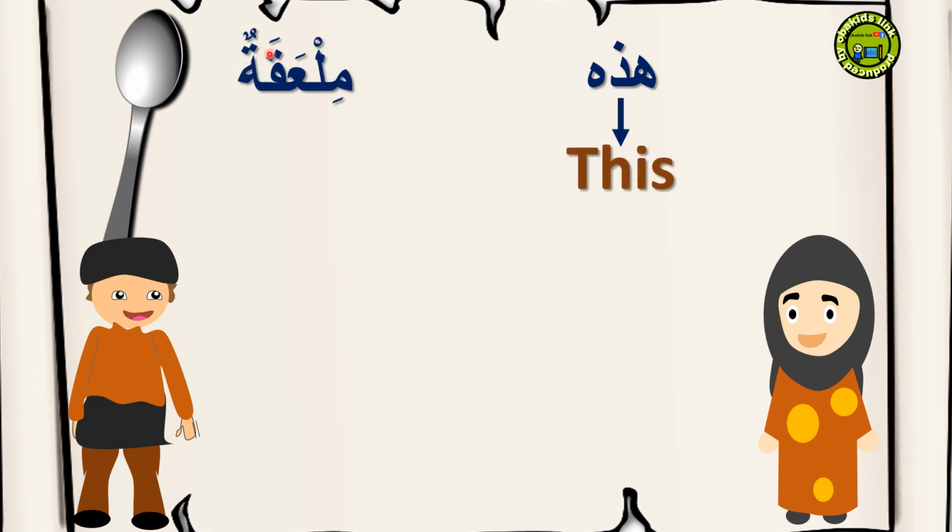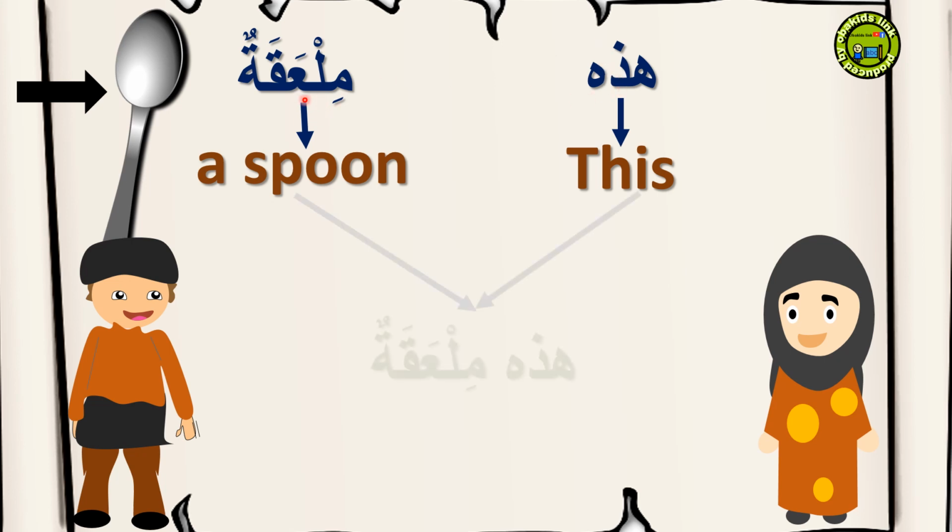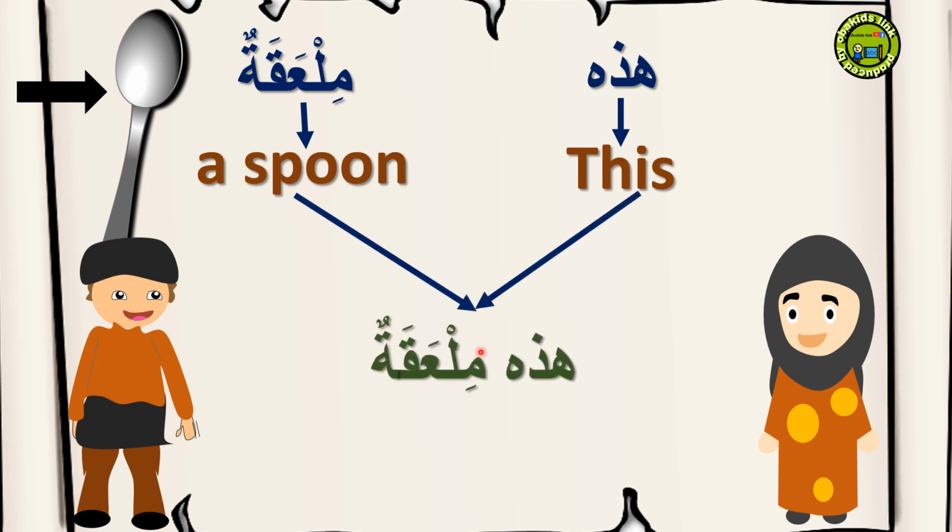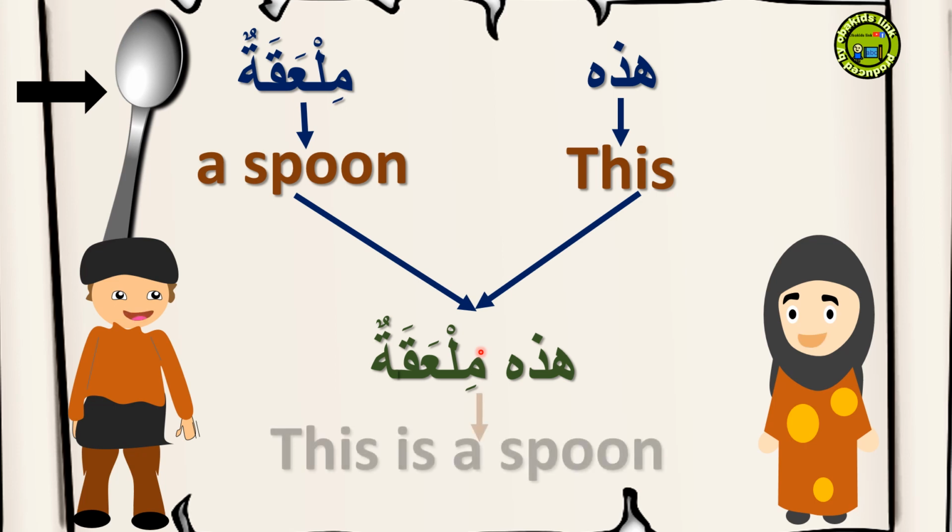This is mil'aqatun. Mil'aqatun means a spoon. Now if we combine hazihi and mil'aqatun together, it makes hazihi mil'aqatun. Say after me. Hazihi mil'aqatun. Which means this is a spoon.